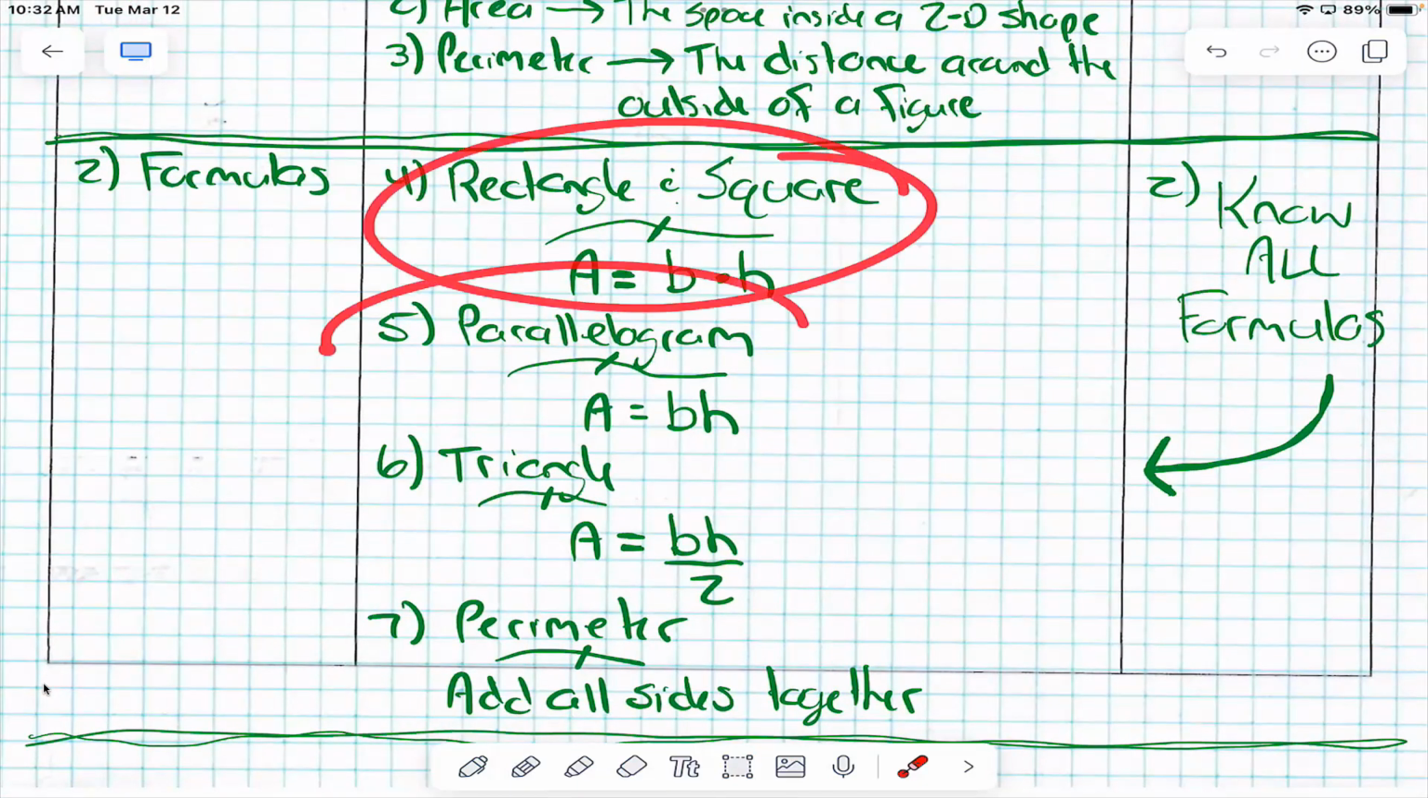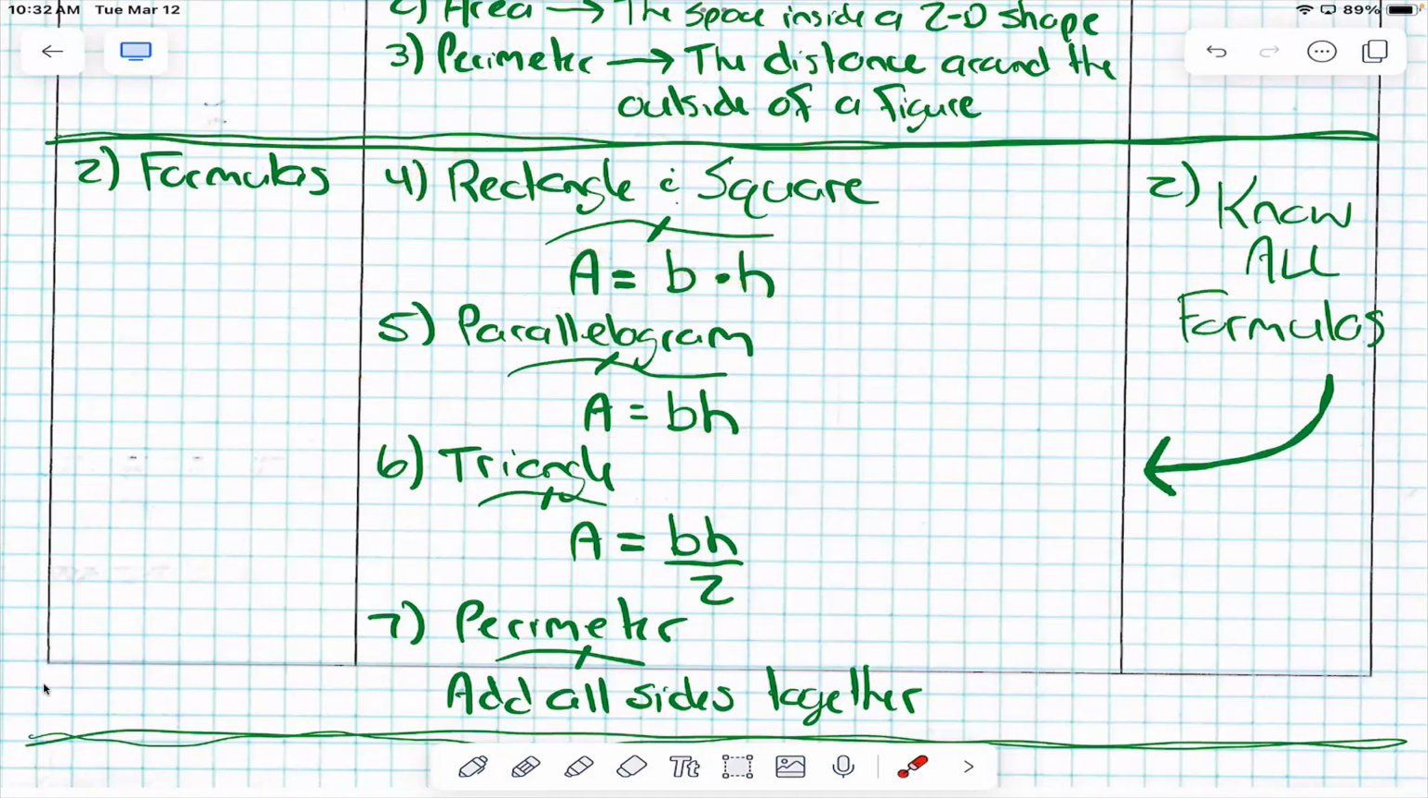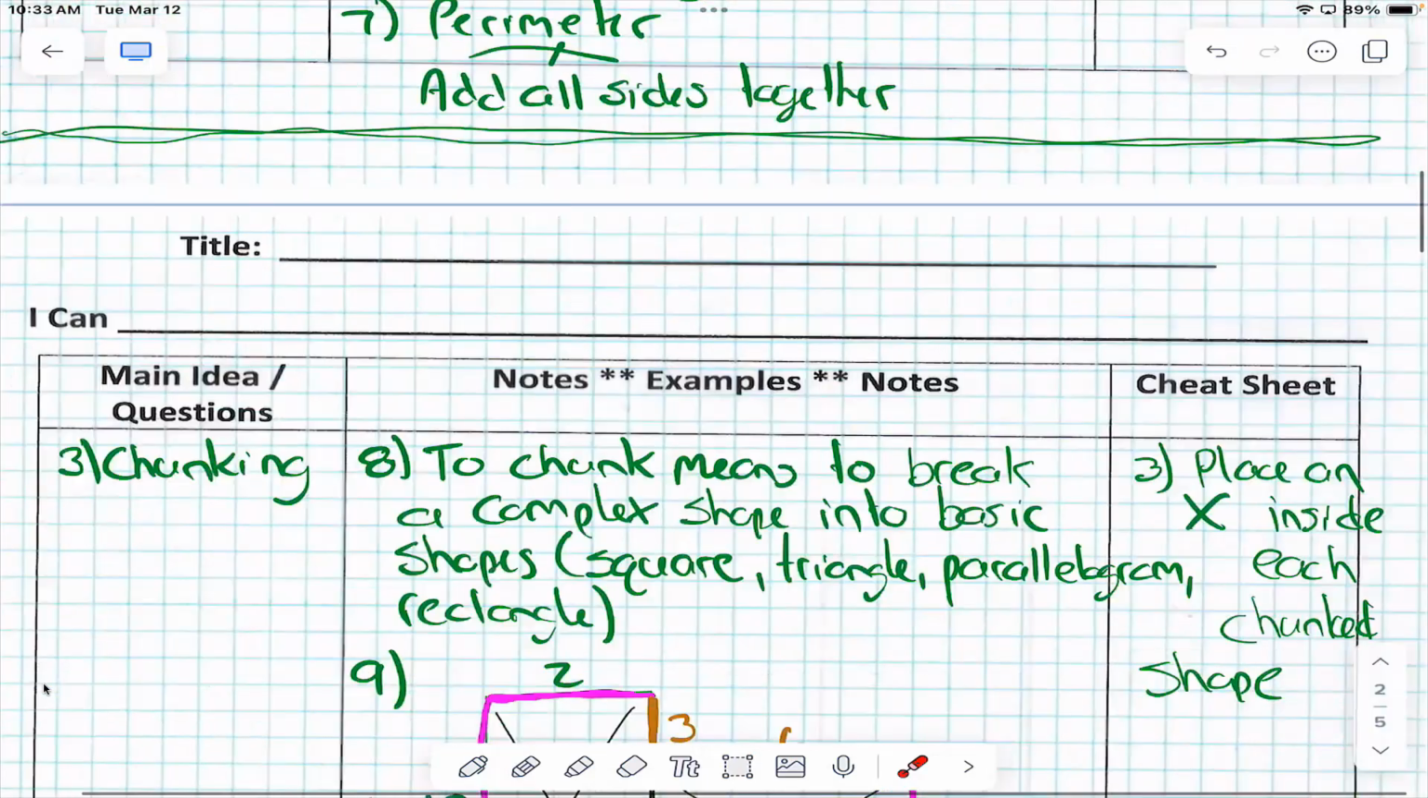I know that you know all of these area formulas. I even know that you know this one, right? The difference between this one and all the others is it's a triangle, and triangles, when calculating area, need to be what? Divided by 2. Don't forget that. Okay. All right, here we go.